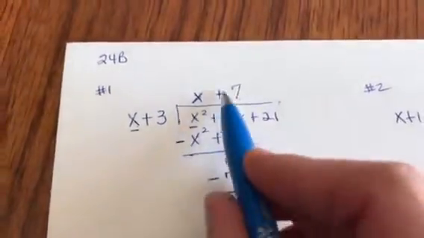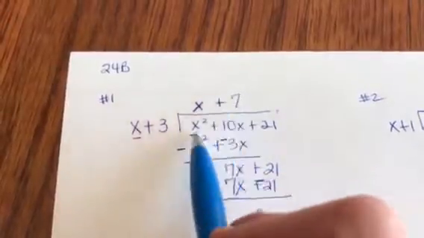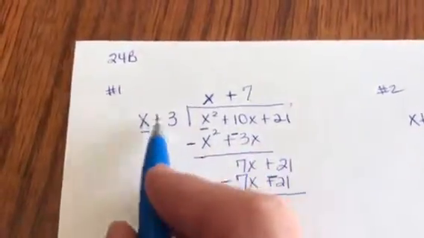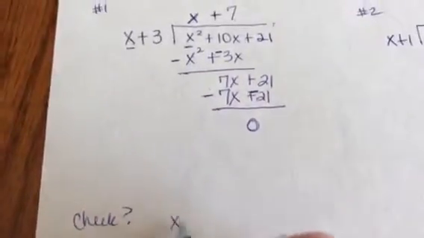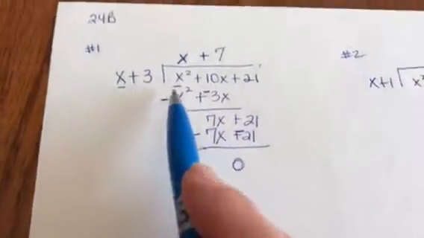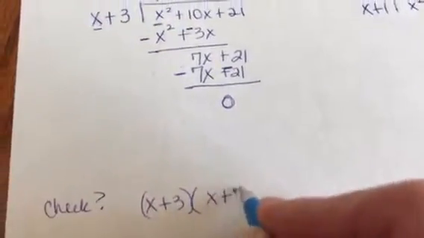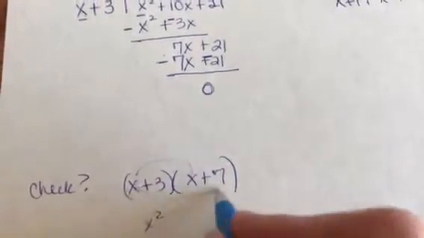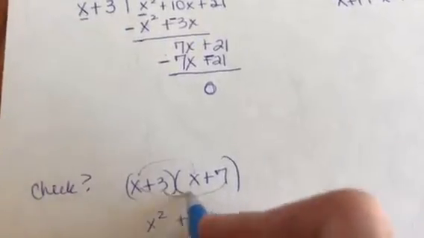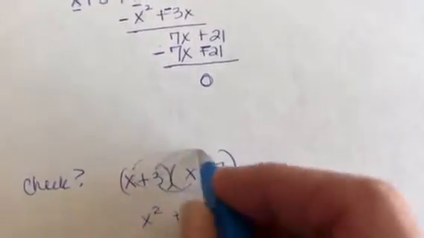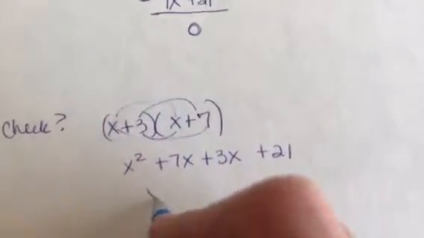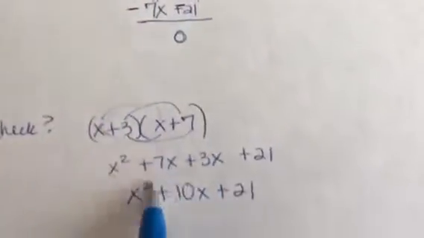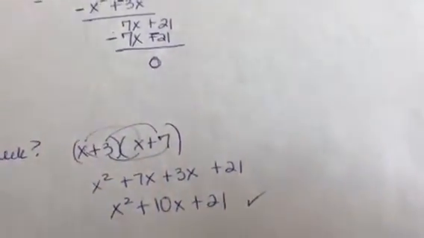Now, you know you're correct if when you multiply these two together, it gives you back exactly what you started with. On some of your homework, it makes you check your answer. So let's check it right here. I'm saying, what is x plus 3 times x plus 7? So let's multiply this out together real quick. This x times x is x squared. X times 7 is 7x. 3 times x is 3x. And 3 times 7 is 21. That gives me x squared plus 10x plus 21. Notice that's exactly what I had to begin with, so I'd be like, check, I'm so good.